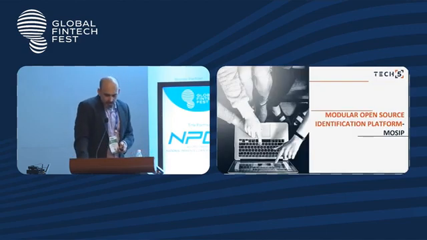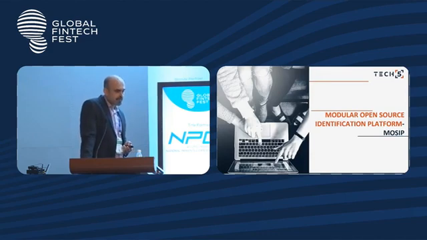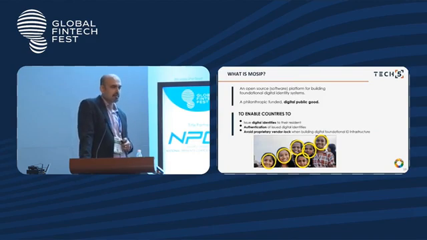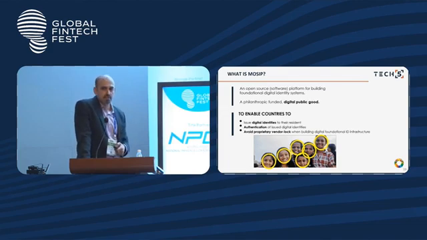I'll touch a bit on MOSIP. It's an interesting topic because this is what is being adopted across the world for civil ID systems. It's basically an open source platform that is funded by various different bodies. It's a philanthropic funded digital public good initiative. It enables countries to really issue digital IDs to their residents. It also ensures that there is an authentication module so that the issued digital IDs can be used for authentication.